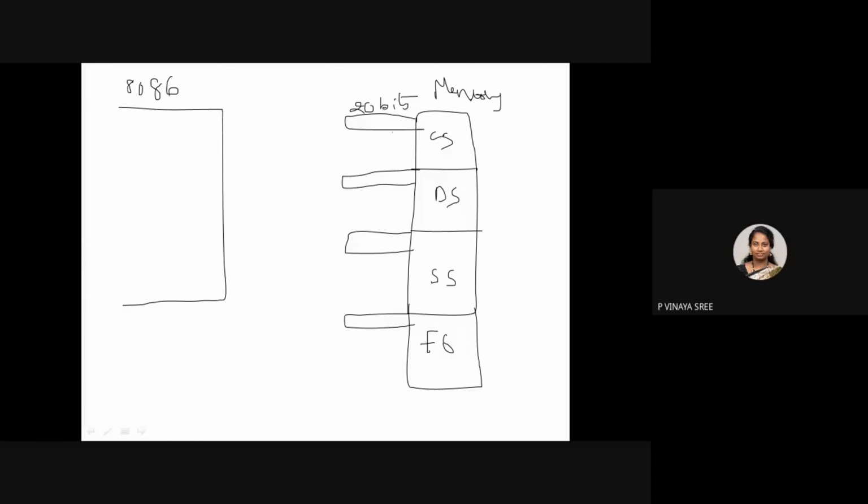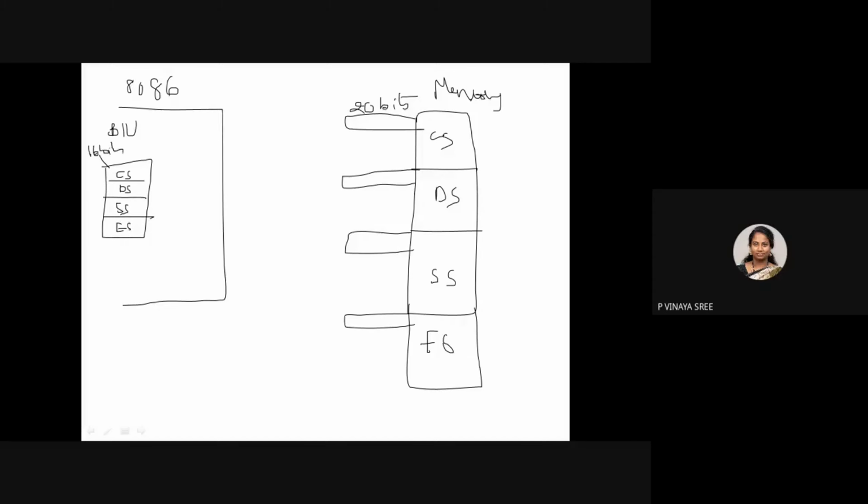This is your 8086. In order to fetch, we use the BIU, the bus interface unit, because the bus interface unit is used for fetching the instruction. For fetching an instruction, we use the segment base registers. As we divided the memory into four segments, we have four registers: code segment register, data segment register, stack segment register, and extra segment register, each of size 16 bits.